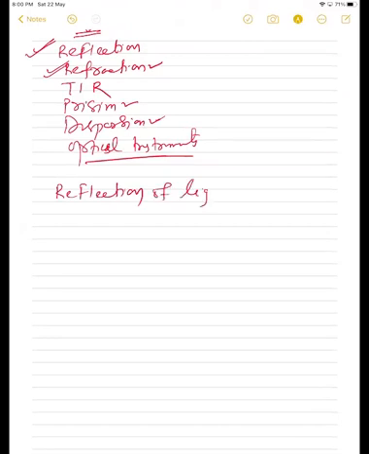Reflection of light. Give heading, reflection of light. Student, reflection means what? When a light ray strikes the boundary of two media, such as air and glass, part of the light is turned back into the same medium. It's called reflection of light.